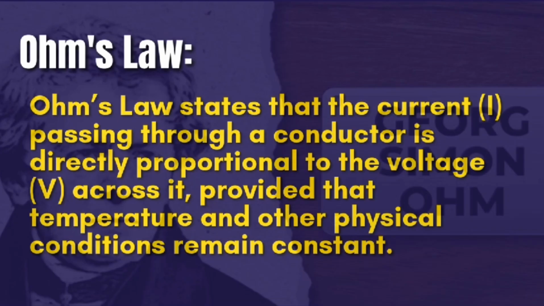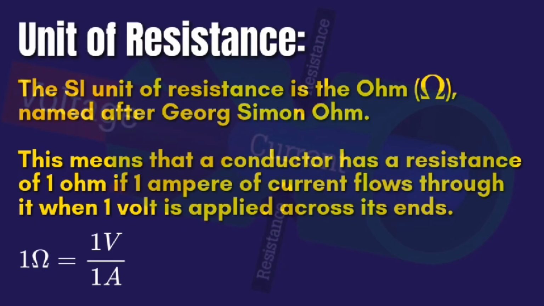So, what we get from Ohm's law is that if we increase the voltage across a conductor, the current also increases proportionally. And if the resistance increases, the current decreases for the same voltage. So, the resistance depends on the material, length, and the cross-sectional area of the conductor.